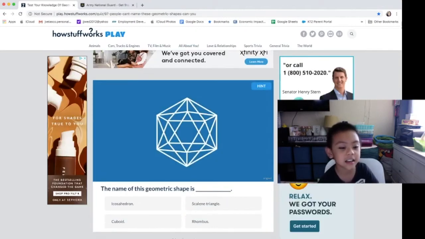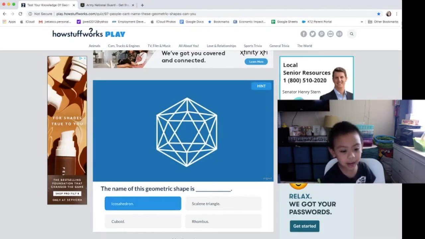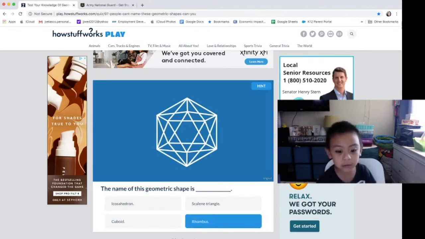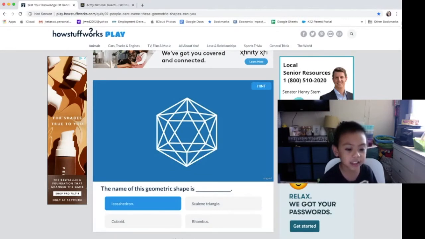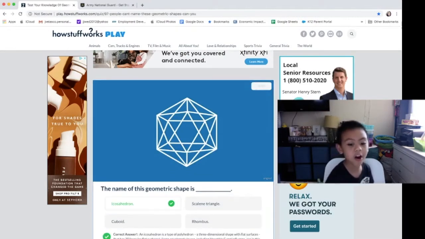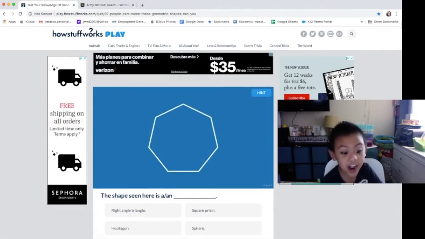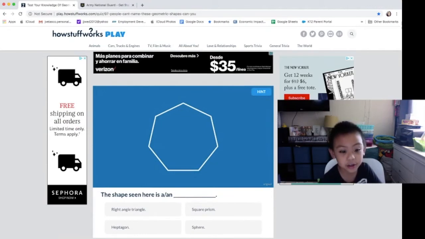Oh, wow. The name of this geometric shape is icosahedron, rhombus, scalene triangle, or cuboid. It's icosahedron. Oh! I'm gonna get this wrong, okay? Don't everyone just write it, okay? The shape seen here is a right angle triangle, square prism, heptagon, or sphere. Heptagon!